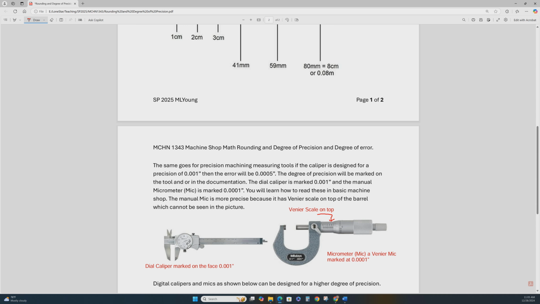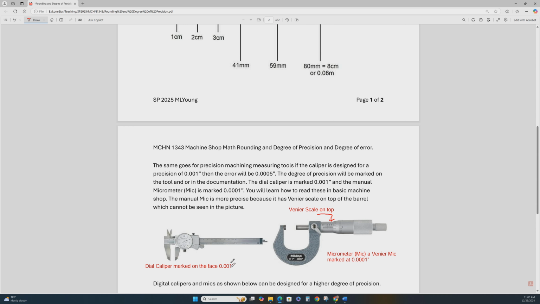All right. And the manual micrometer, which is this over here, which also happens to be a vernier micrometer. Now, you can buy micrometers that don't have a vernier scale up here. Why you would do that, I don't know. And then they're only good to the same as a dial caliper, only to 0.001, 1,000th of an inch.